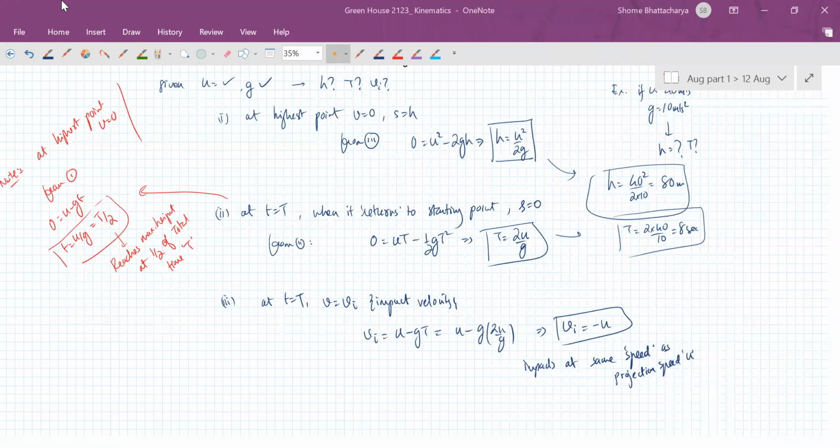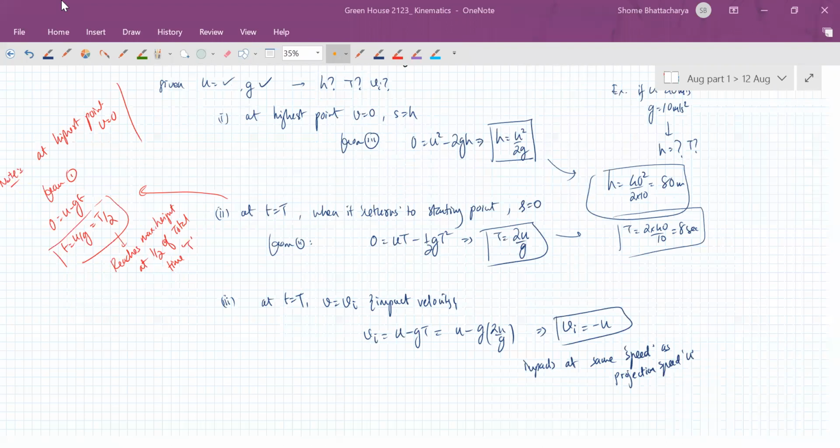Yes, Aman. So the impact speed and the projection speed is equal. Is it applicable for all the conditions then? It is applicable whenever the motion is under the action of gravity. But for example, if there is some other force along with gravity, like wind resistance or air drag force or something, then it will not be applicable.